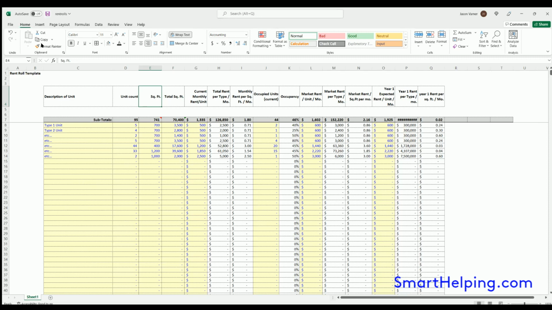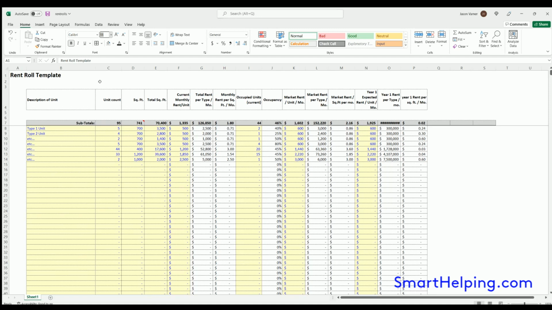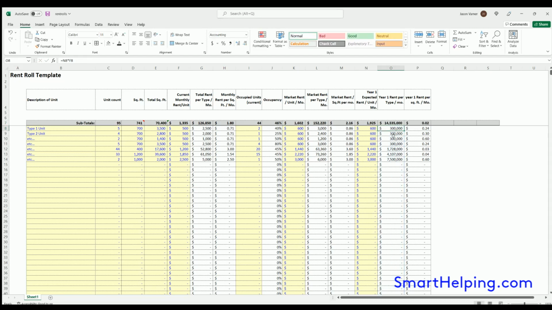Okay. Now, wait, what changed? Year one rent per month. What happened here? Oh, I haven't done these yet. So expected rent. So this is where you're going to put some, either it could be higher or lower than the market. Let's say you're actually going to just bring it a little bit almost to market. So let's say we'll do market times 0.9.